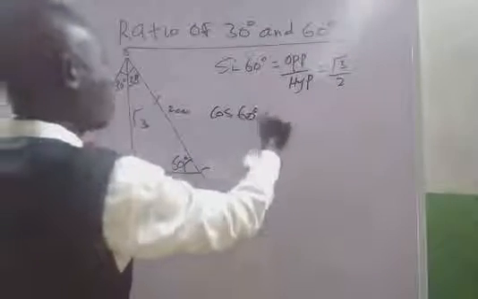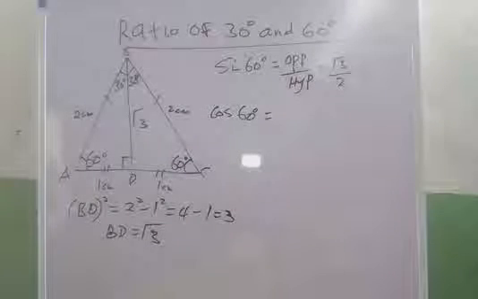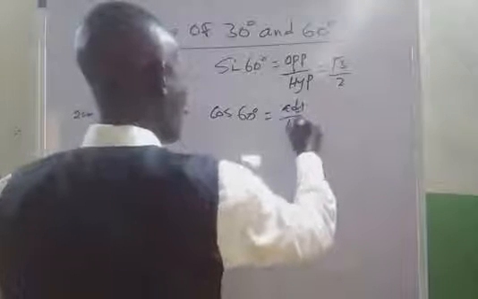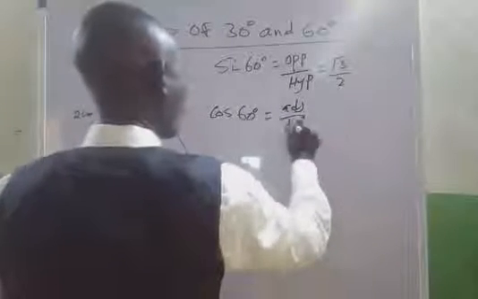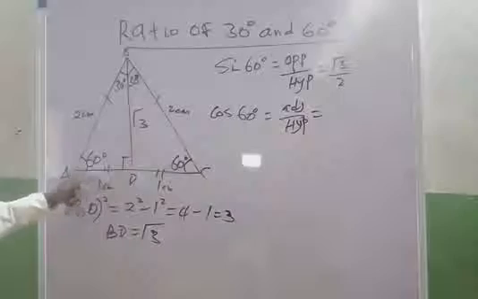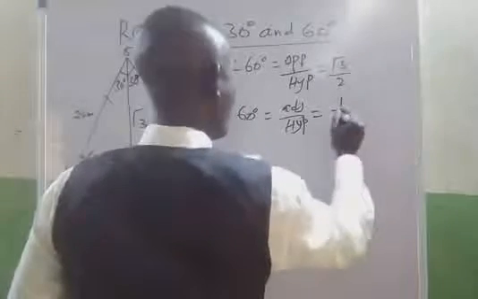Cos 60 degrees, cos 60, we define cos as adjacent over hypotenuse. So I have my cos. My cos 60 is adjacent over hypotenuse. That will be equal to, this is adjacent, this is hypotenuse, that will be 1 over 2. 1 over 2, that is half, or what you call 0.5.